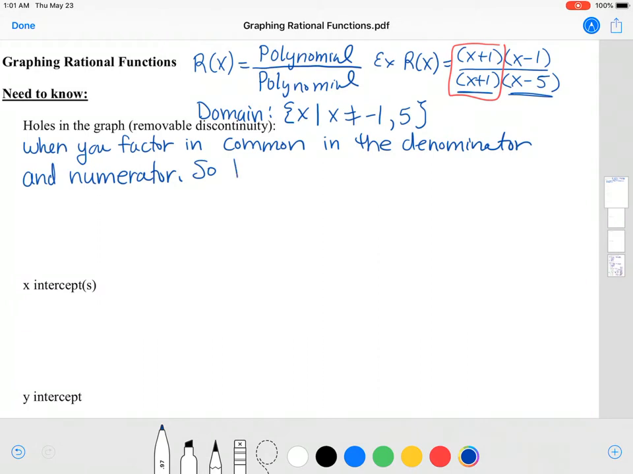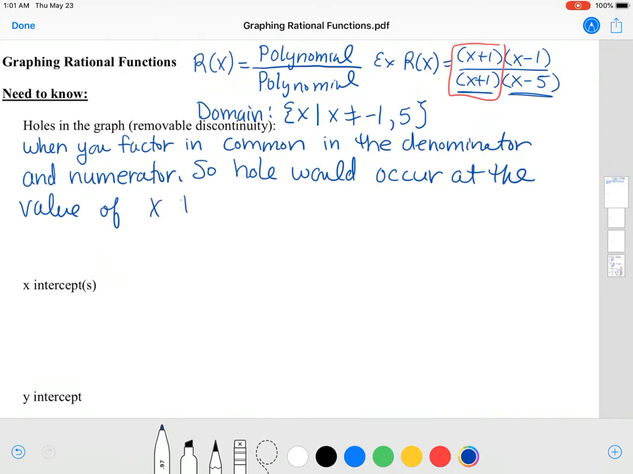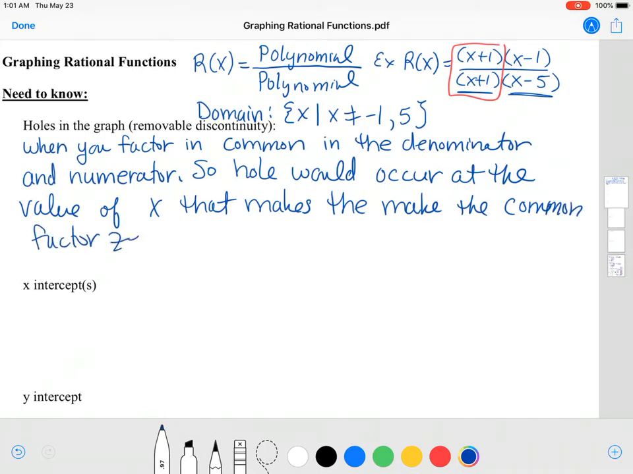So the hole would occur at the value of x that makes the common factor zero. And in the example that I have above, that would be x is equal to -1.